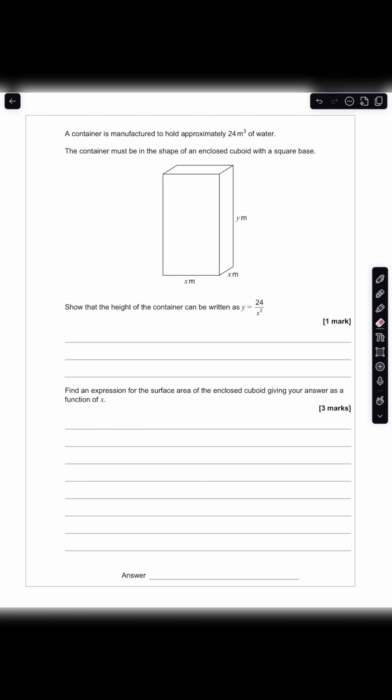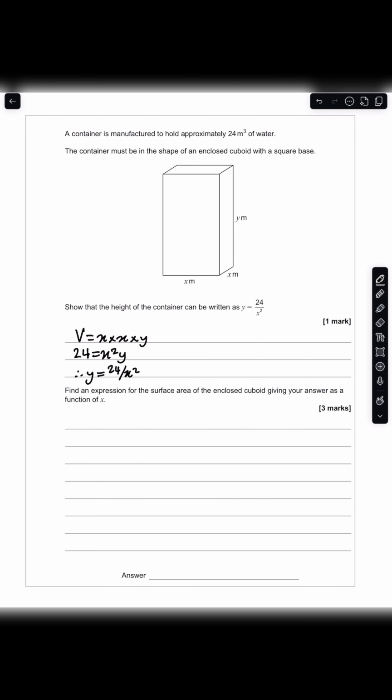Show that the height of the container can be written as 24 over x squared. In order to obtain the volume of the container, we need to multiply the length by the width by the height. So V equals x multiplied by x multiplied by y. So 24 equals x squared multiplied by y. Therefore, y equals 24 all over x squared.